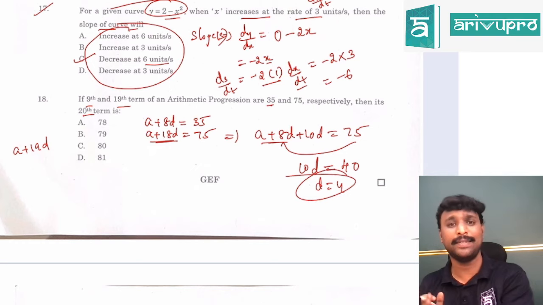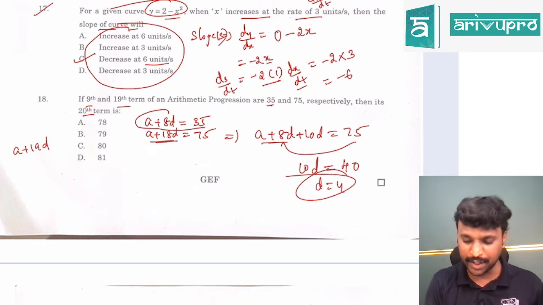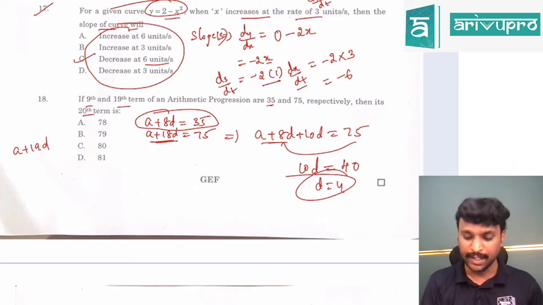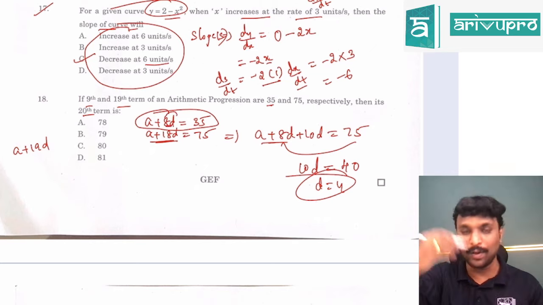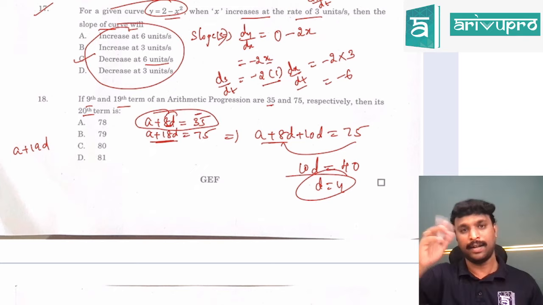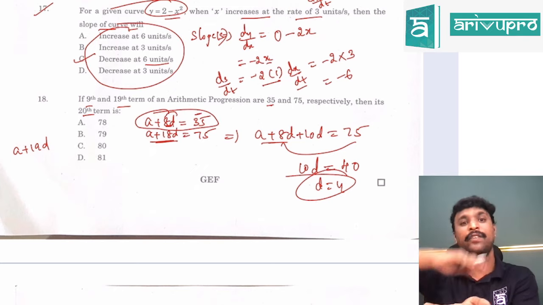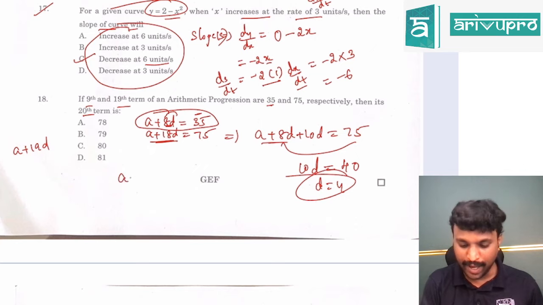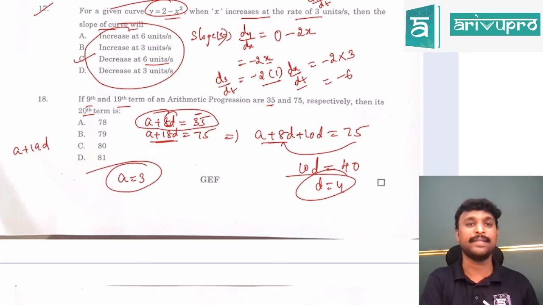So you can plug this d value into any one of the two equations. Let me plug it into the first equation. 8 4s are 32. If I send this 32 to the right hand side, where there is a 35, 35 minus 32 it will be. So a value is 3. 35 minus 32 is 3. So we got the a value and the d value.